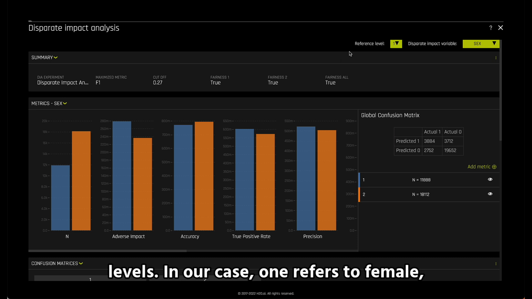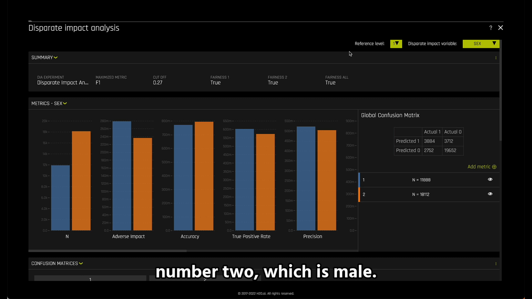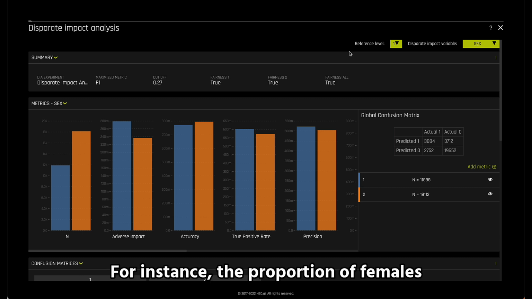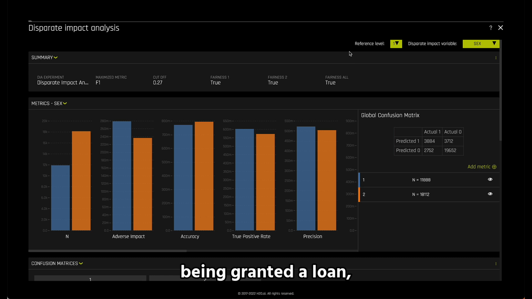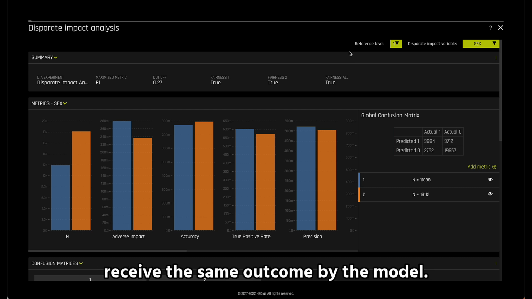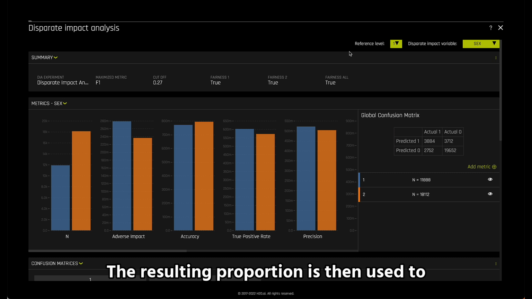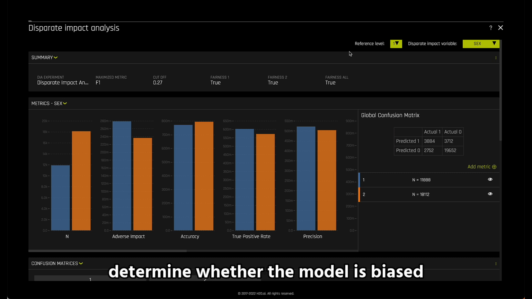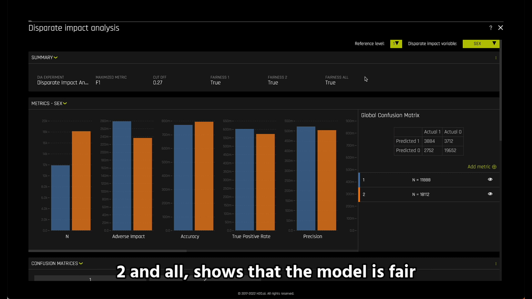In our case, 1 refers to female. We're going to compare it against level number 2, which is male. For instance, the proportion of females that receives a favorable outcome, such as being granted a loan, is divided by the proportion of males that receives the same outcome by the model. The resulting proportion is then used to determine whether the model is biased towards that particular variable and its various levels. In our case here, fairness 1, 2, and all shows that the model is fair against all different levels.